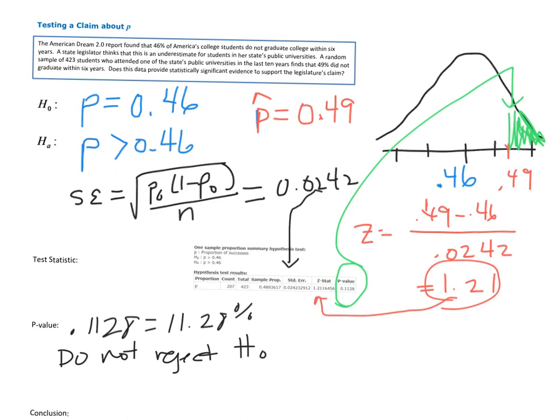We just want to finish up by stating our conclusions in context. So you want to end this problem by saying we cannot prove that the legislator's claim is true for students in her state.